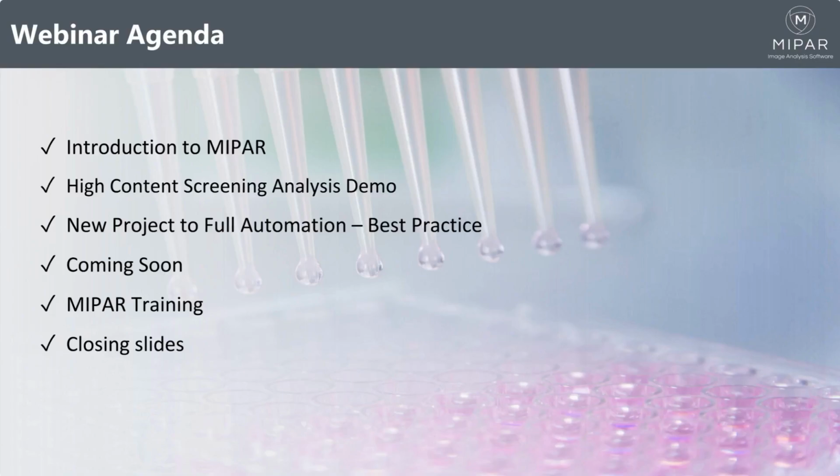The agenda for today's webinar is fairly straightforward. We're going to try to do this fairly efficiently, just to be able to highlight the features and answer any questions that you may have. So we're going to introduce MIPAR for those who are new to the software. We'll then jump into a high content screening analysis demonstration. We'll then review a new project to full automation best practice approach. Then we will talk about some features that are in development currently. We'll then highlight MIPAR training offerings, and then we'll have some closing slides.